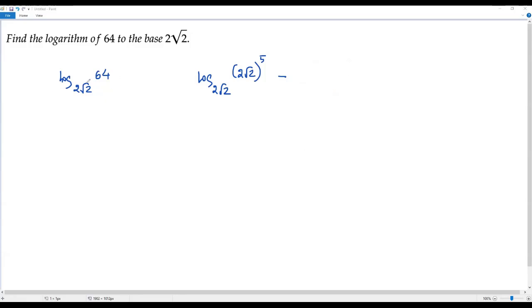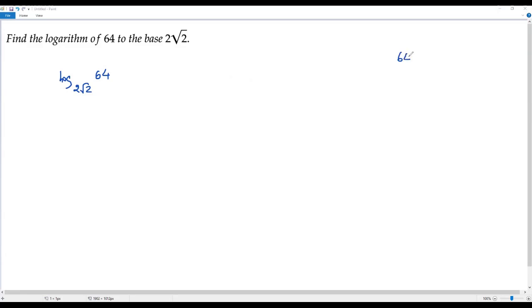So to evaluate this given logarithm, I have to write this 64 as a power of 2 times square root of 2. Just for an example, I said 2 times square root of 2 raised to the fifth power is equal to 64, but actually it is not. So now I have to do some calculation to write this 64 as a power of this base 2 times square root of 2. So for that, what do we have to do?